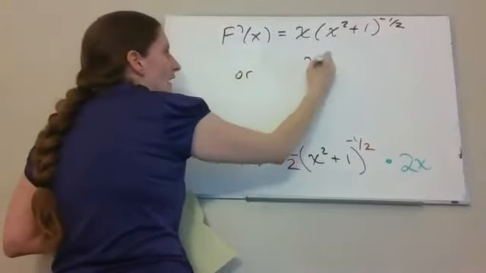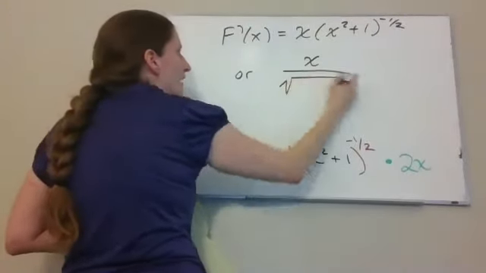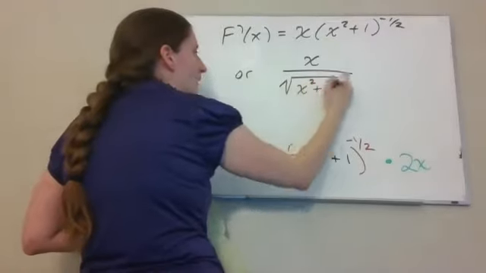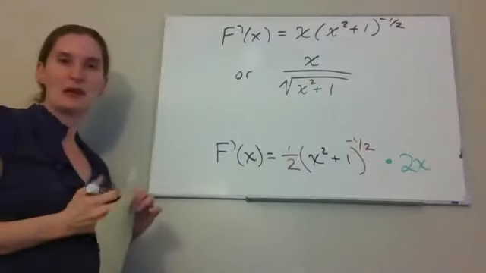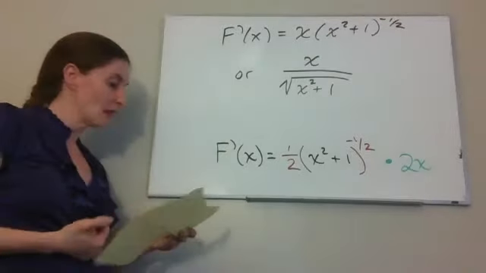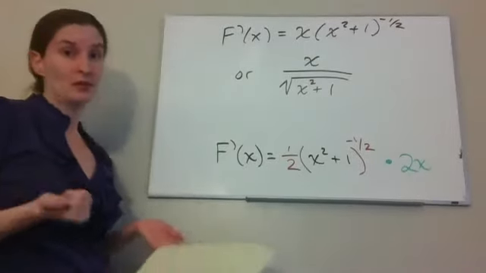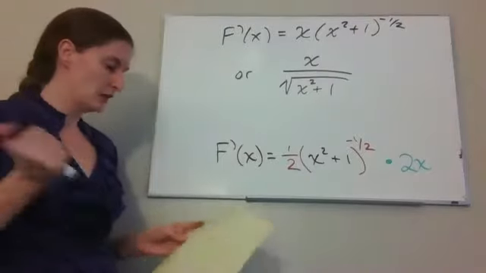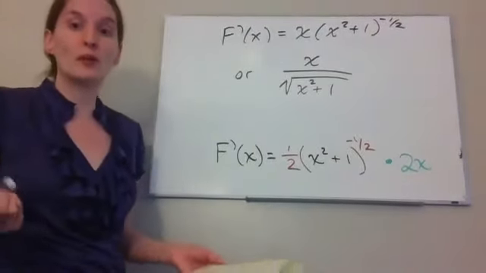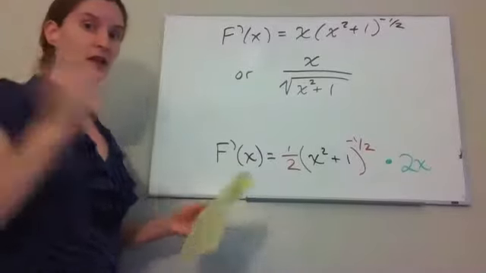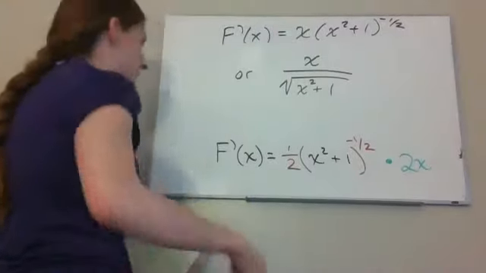Or if you like rewriting back with roots and putting negative exponents in the denominator, it'd be x over square root of x squared plus 1. So that's our first chain rule example. It's not too terrible, but now, as you can see, we can start doing derivatives of more and more complicated functions. Let's do another example.